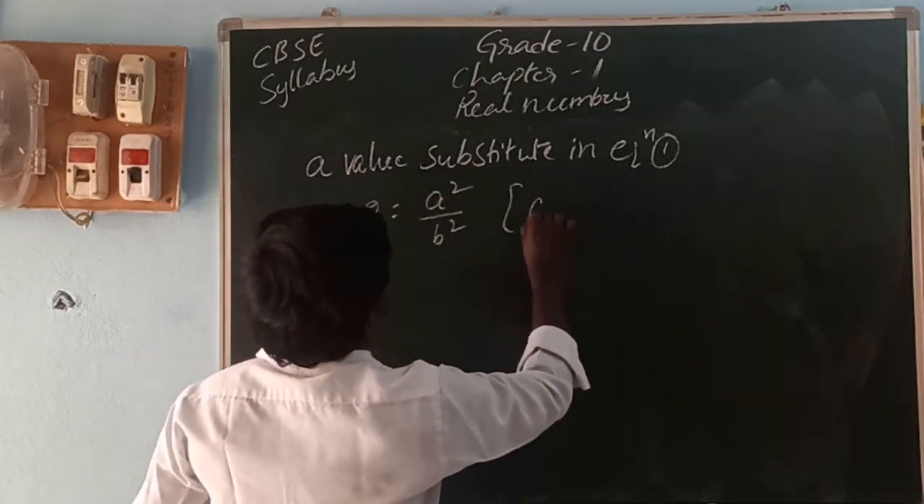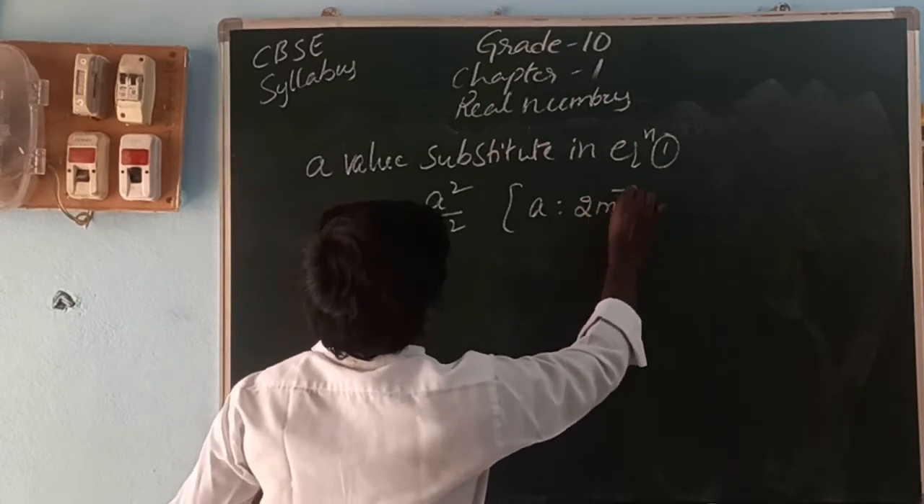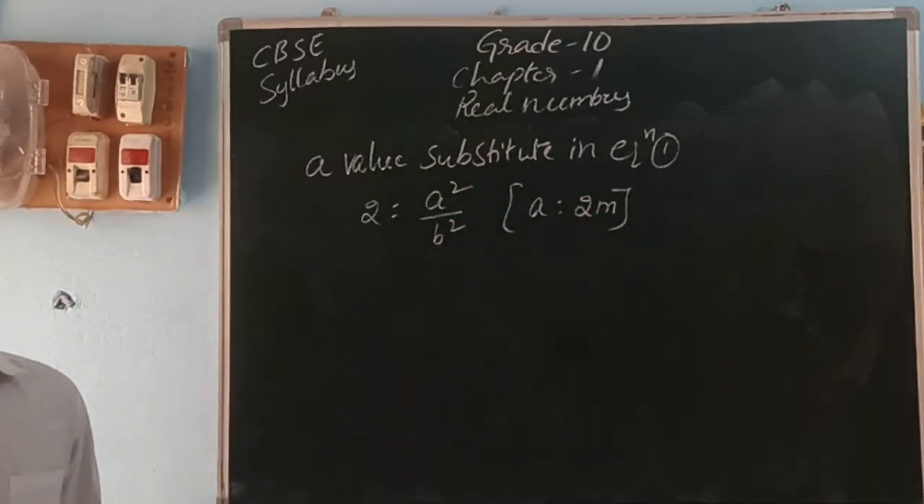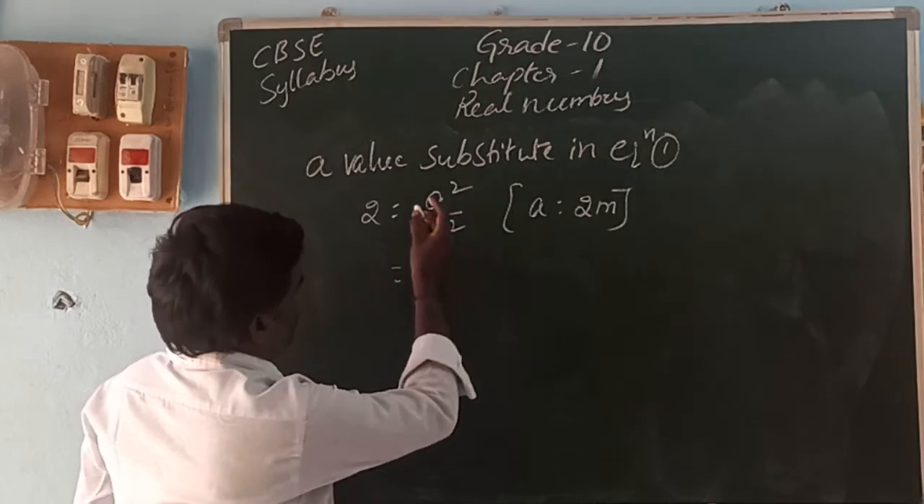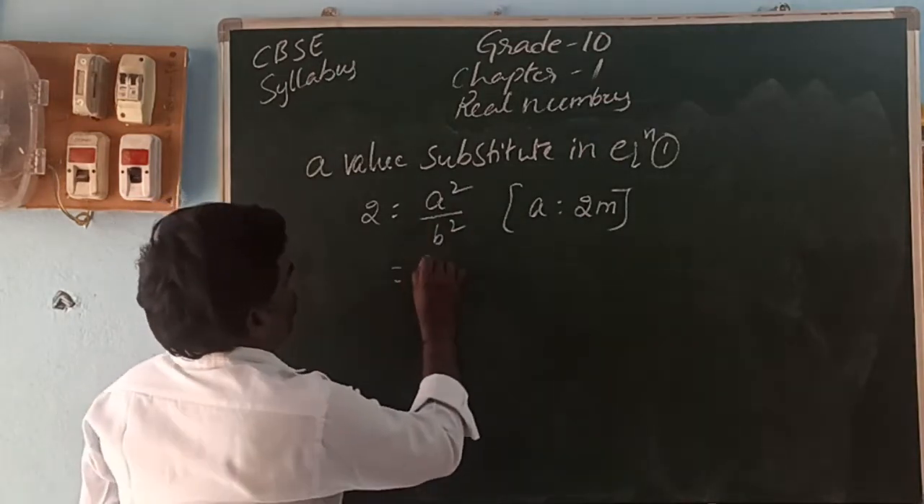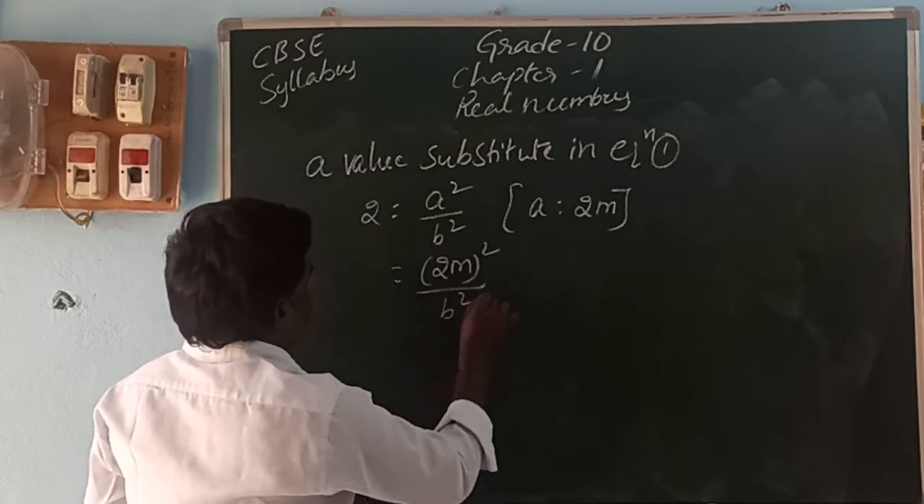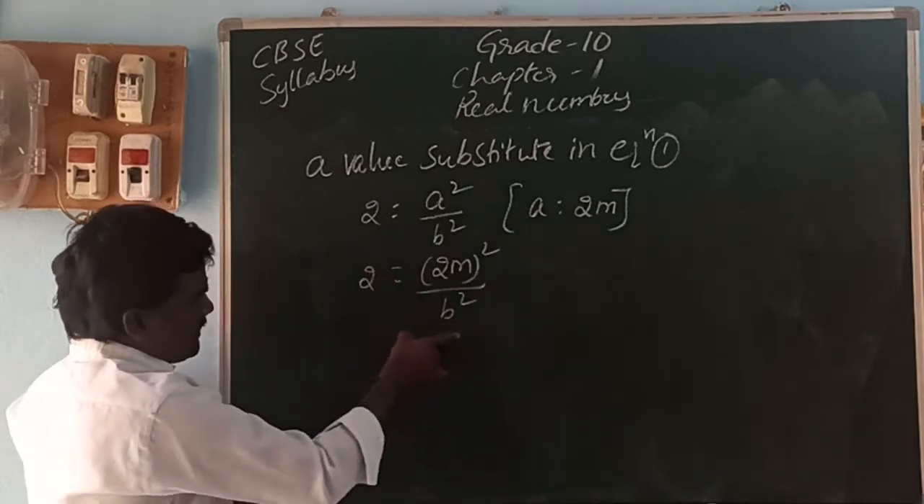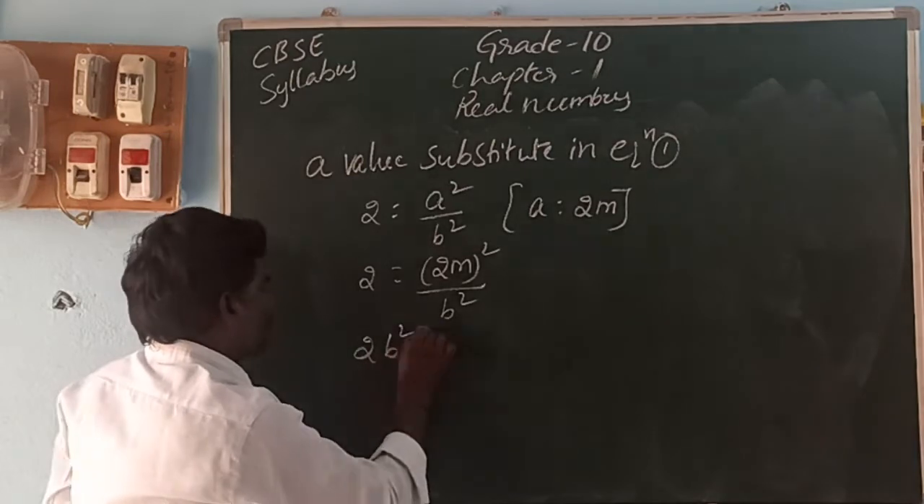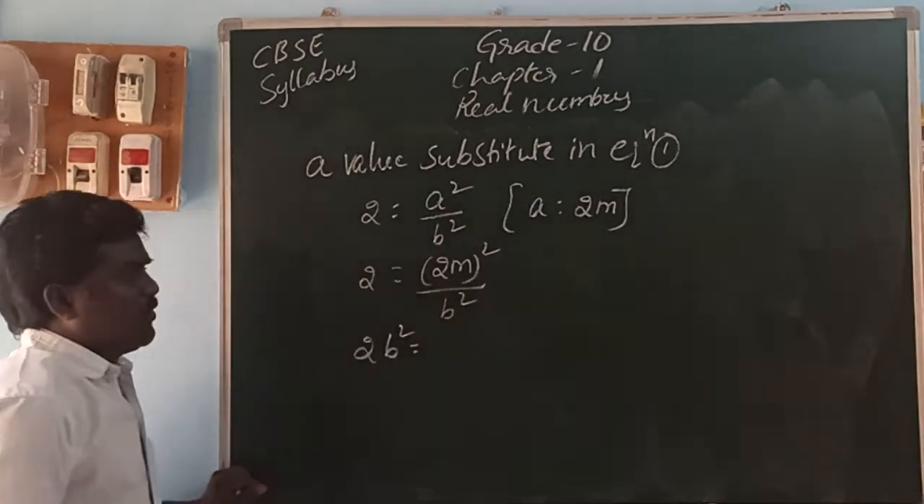Here what is the a value? That is equal to 2m. So the a value can be substituted in equation 1. So that is equal to 2m whole square by b square. b square divided comes to multiple. 2b square is equal to here (2m) whole power 2.